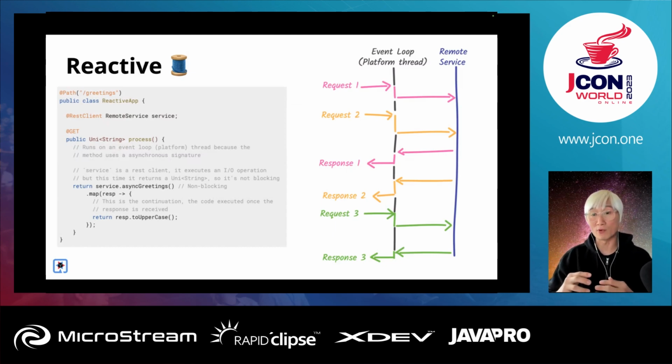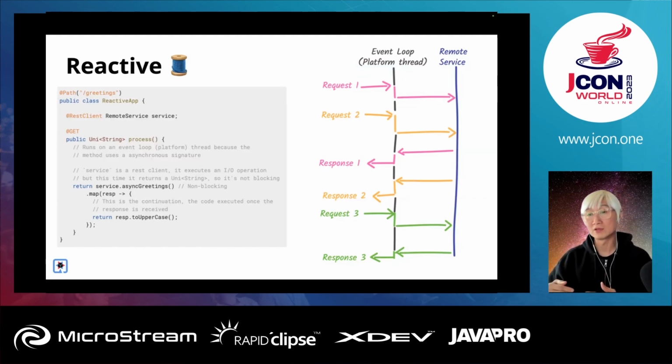So you don't need to create a new platform thread whenever you get a new request that has to call remote services. In the meantime, the platform thread in the reactive programming model is called an event loop, because you keep reusing the same platform thread like a looping mechanism. So when the first request gets to your JVM, you need to wait for the response from the remote service.